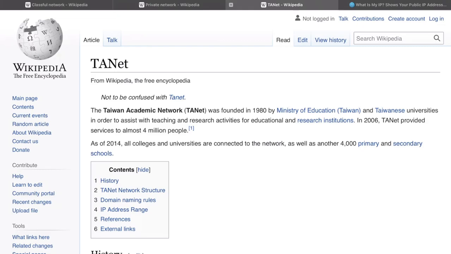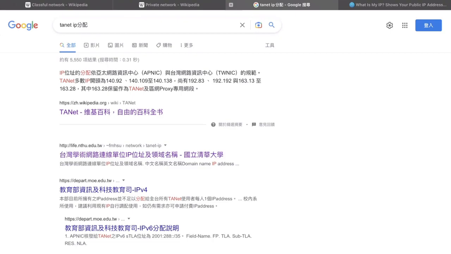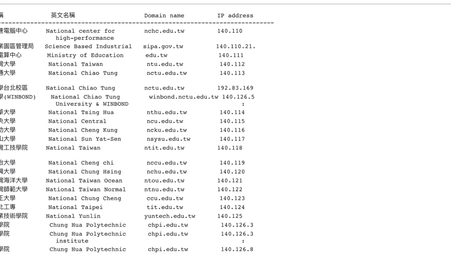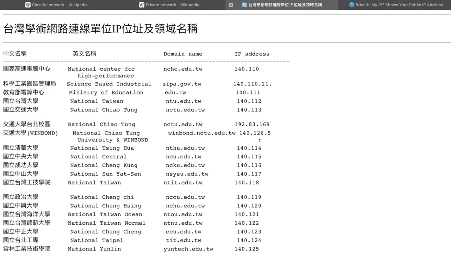In the very beginning, the TANet administrators helped the universities or the different schools to get their IPs. You can find a list on the internet, but I think that is in Mandarin. But you can see that we have several different TANet universities or schools right here. We have the English name, the domain name, and the IP address right here.